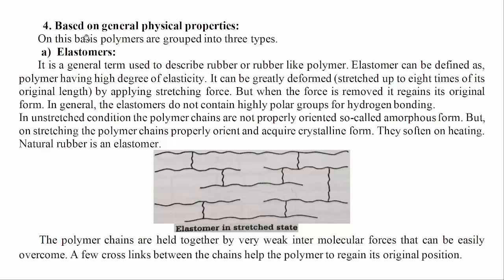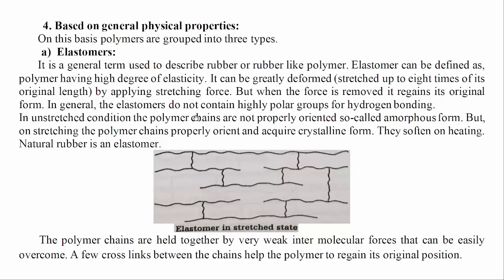4. Based on general physical properties. On this basis, polymers are grouped into three types. A. Elastomers. It is a general term used to describe rubber or rubber-like polymer. Elastomer can be defined as polymer having high degree of elasticity. It can be greatly deformed, stretched up to 8 times of its original length, by applying stretching force. But when the force is removed, it regains its original form.